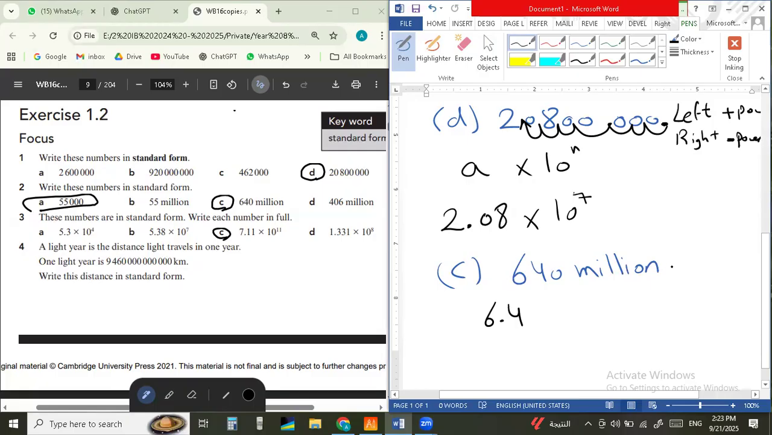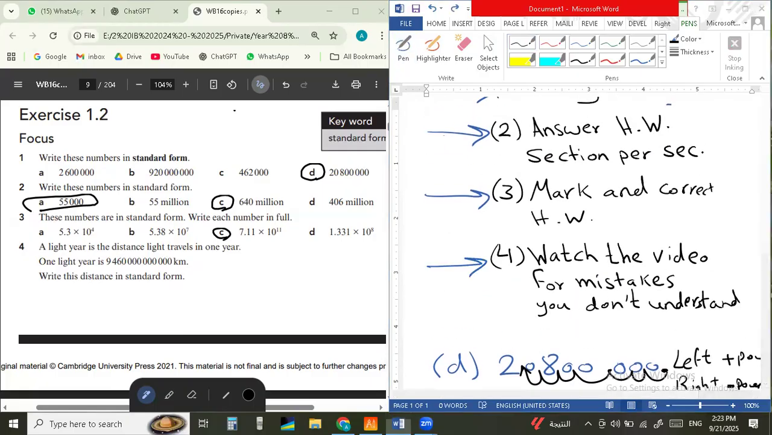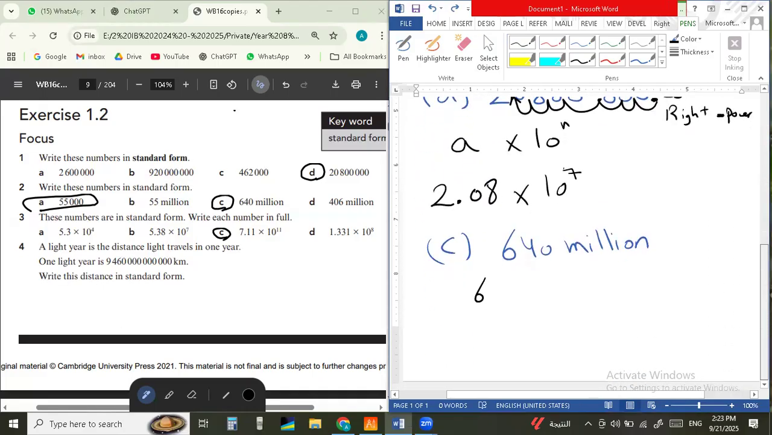6.4. Oh, but Mister, can I write it in digits first? Because I just get confused. No problem. All right. So if I say to you here, this 640 million, how can we write it in digits? It's going to be 640 and six zeros. 1, 2, 3, 1, 2, 3. Great. Now I can answer it, mister. Good, good. Let's do it.